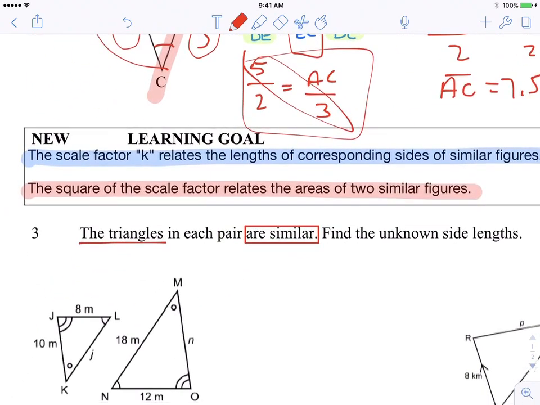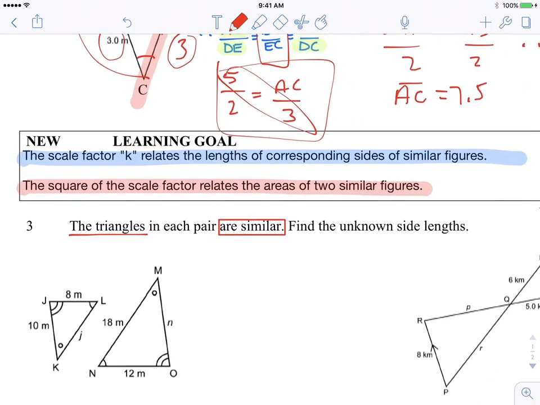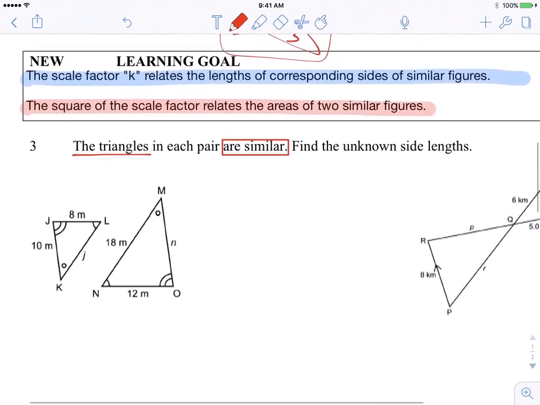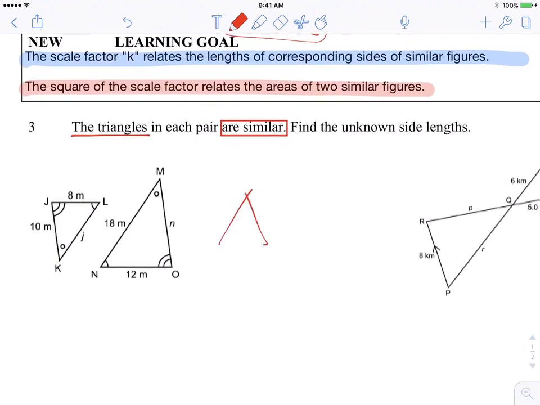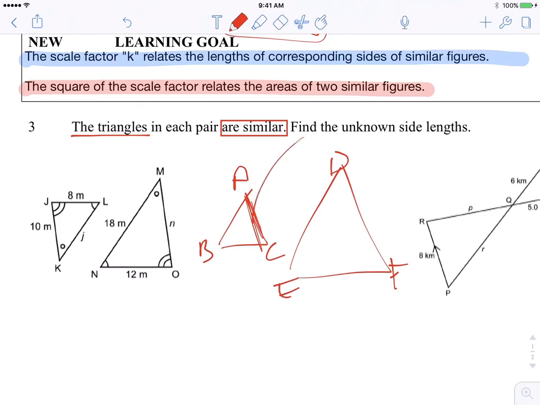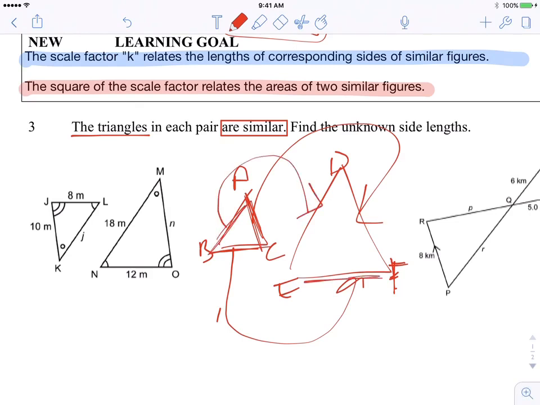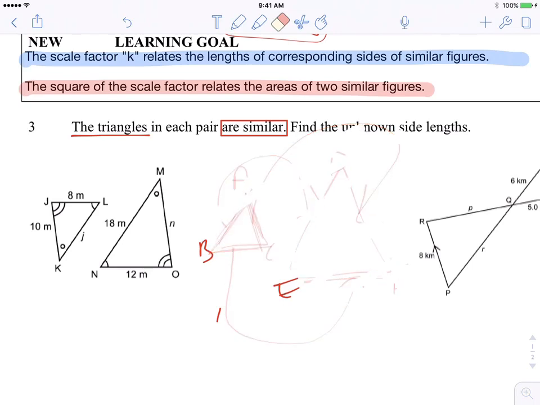All right, here are your learning goals. The scale factor K relates the lengths of corresponding sides of similar figures, and all that says is that if I have this triangle here and I have a similar triangle, let's say ABC, and we'll call this DEF, but I know AC, if it has a scale factor of 5, that means DF is 5 times bigger. And then that means that BC would be multiplied by 5, and that would get me my length of EF. And AB multiplied by 5 would get me the length of DE. So each one of those is in the ratio of 5 or has a scale factor of 5.